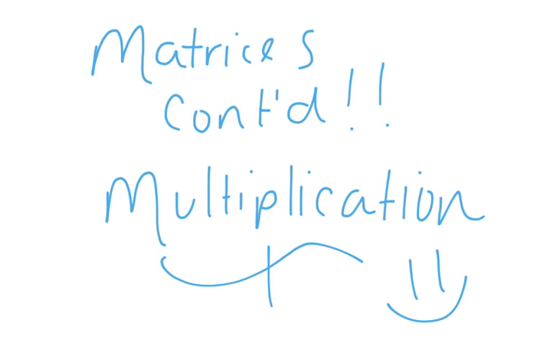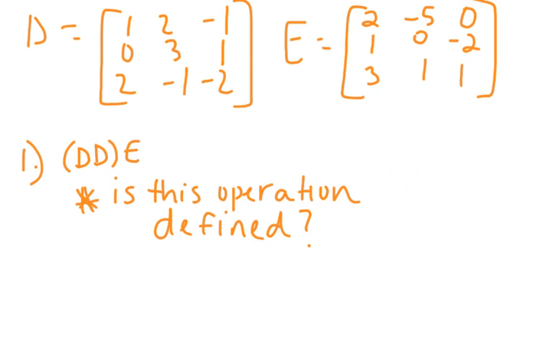This is a video for section 4.3 continued. We're looking at a harder example. Not too bad, but a little more difficult than the previous videos. So let's get started. I'm given two matrices, D and E. And this question is asking me to multiply D by itself and then multiply it by E.